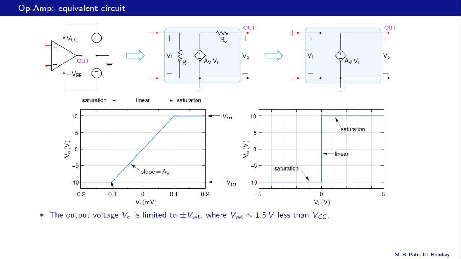Now this relationship is valid only up to a certain point, and at that point the output voltage saturates either to a positive value or to a negative value. The positive value we will denote by VSAT, sat for saturation, and the negative value by minus VSAT.